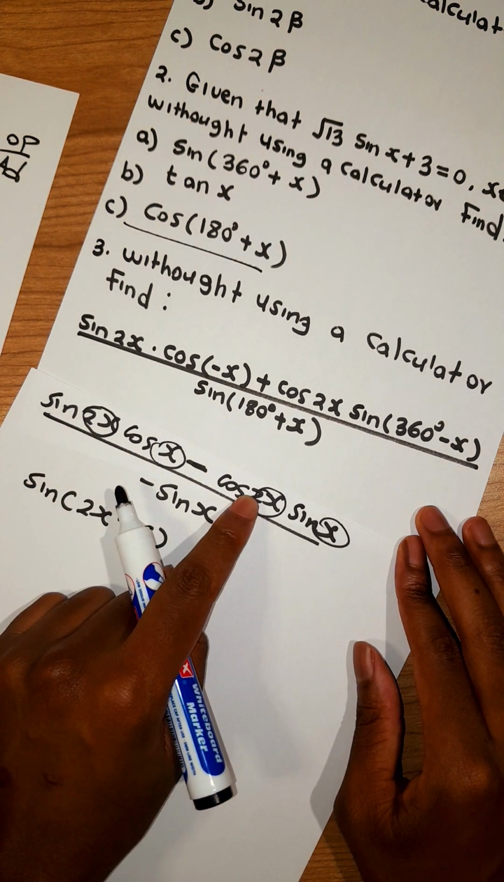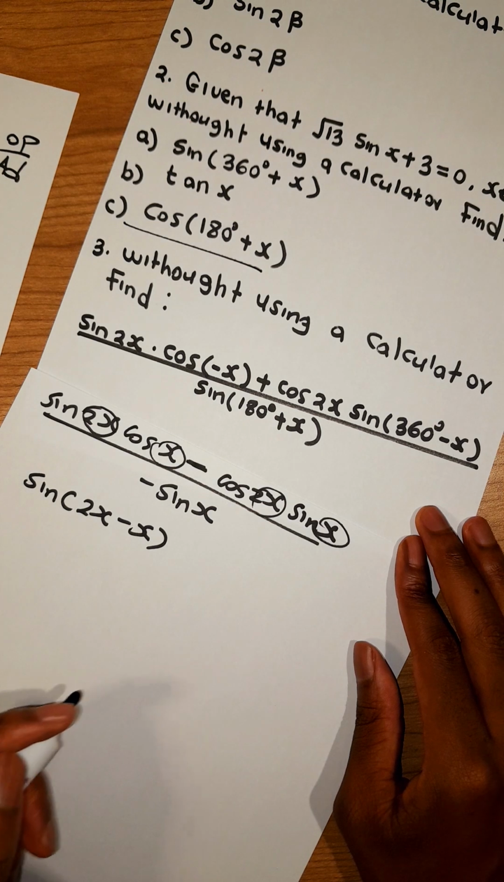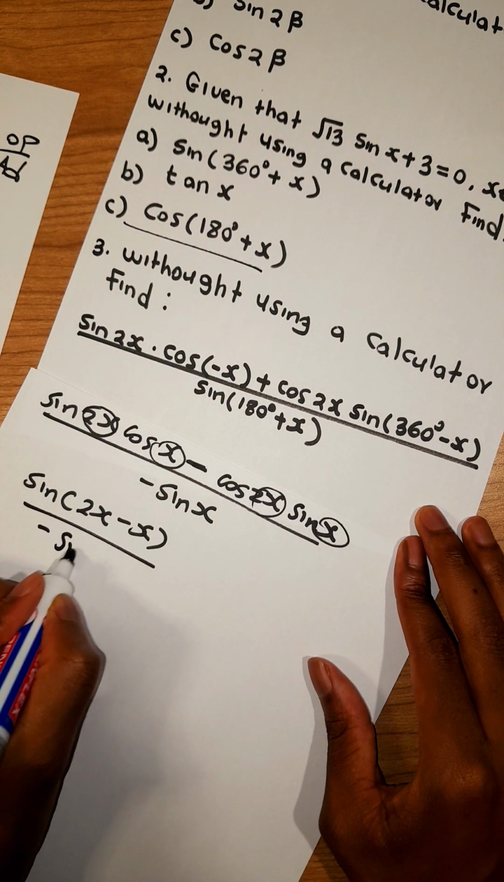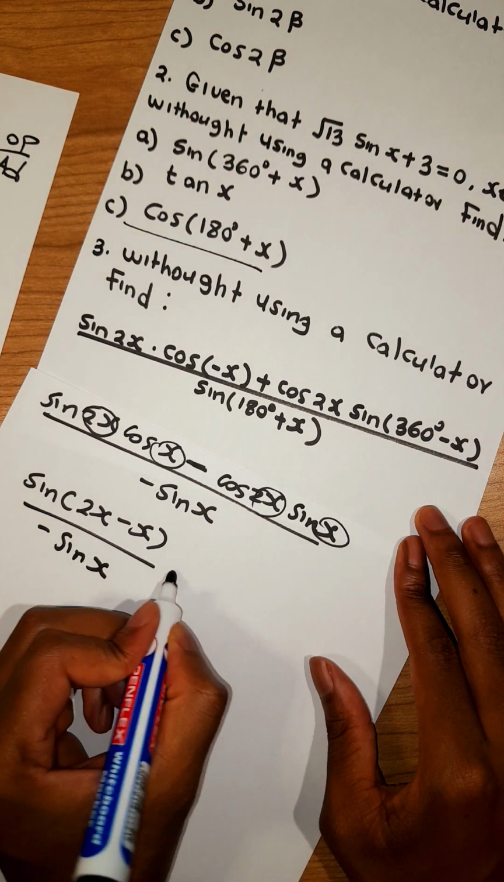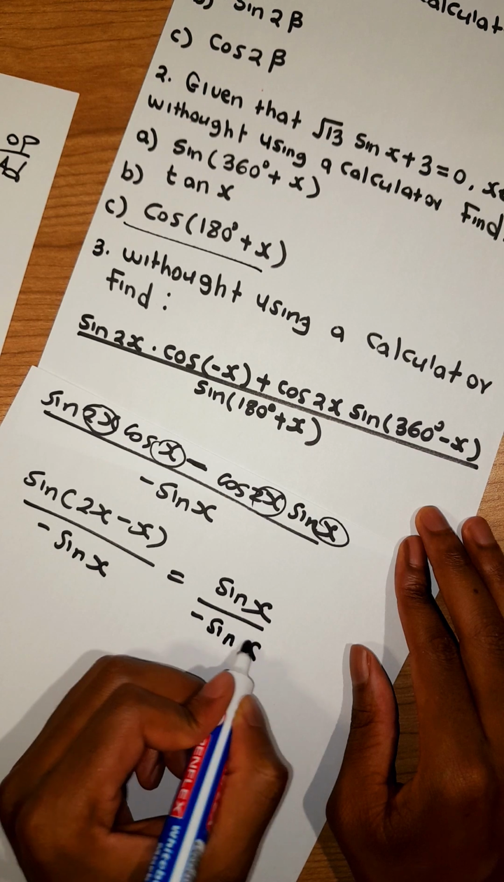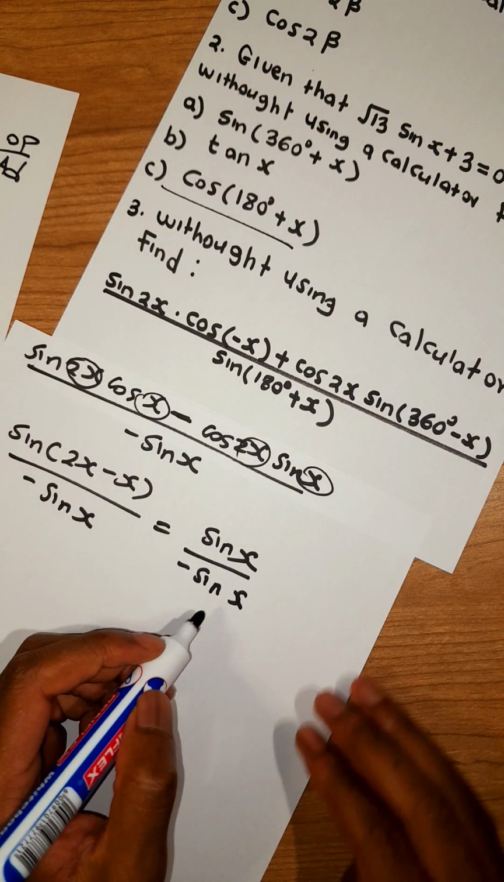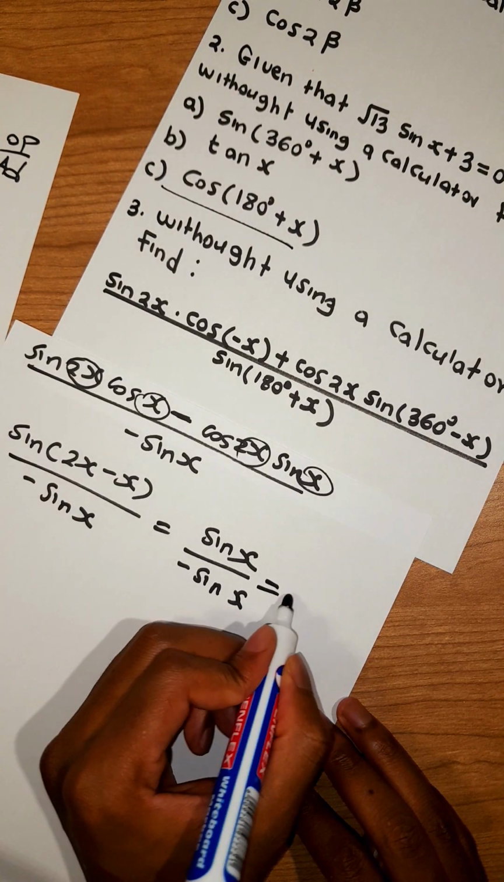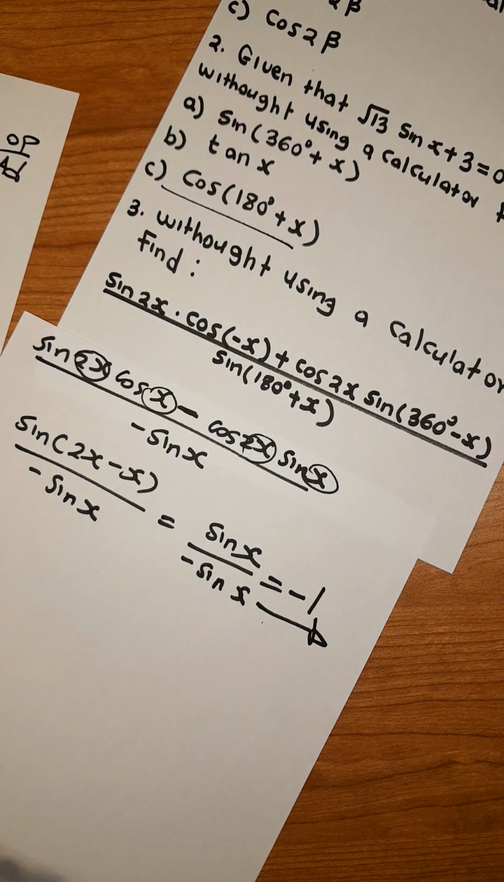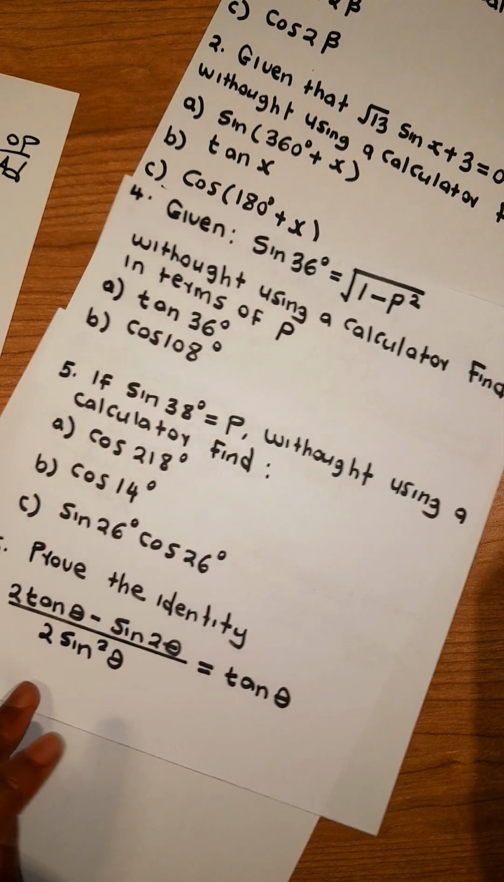So it's important for you to also look at what's happening on your diagram when you're solving these questions. And then you divide everything by minus the sine of x. So 2x minus x is the same as the sine of x divided by minus the sine of x. Now, sine of x divided by minus sine of x just becomes minus 1. So that's how you solve it. In the next video, I will be solving these next questions.